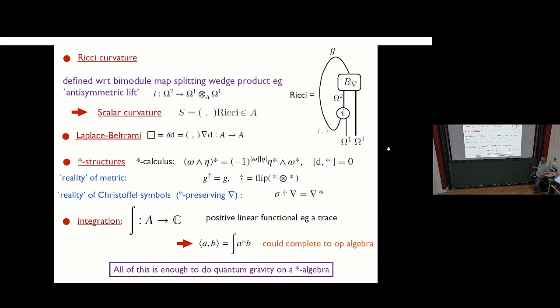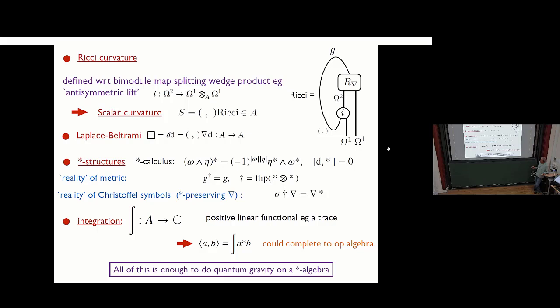And if you had a basis, if you were in the classical limit with a basis dx mu, then this would be telling you that the G mu nu tensor is real. Similarly, for the connection, we wanted to be star preserving. This says that it basically commutes with the star before and dagger afterwards, but with the flip coming in as well, with the generalized gradient coming in. And again, in the classical limit, this will tell you that the Christoffel symbols are real. So this is all very natural.